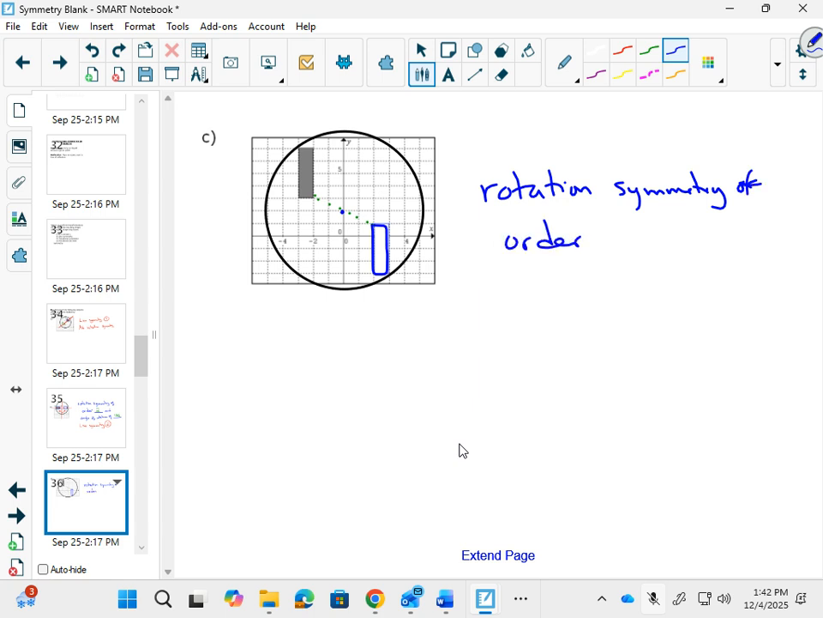What's the order? And the angle? 180. Which is 180.